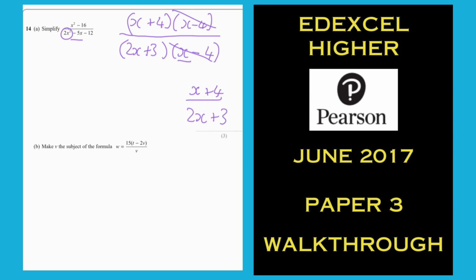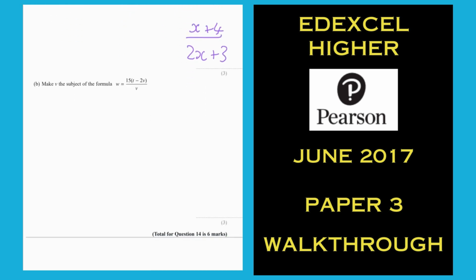There we go. Part B, make V the subject. Well, as you can see, there are 2 bits with V in it, so you're going to need to factorise. So I'm going to multiply both sides by V while expanding the brackets. I will isolate the V's by adding 30V to both sides. And I'll do what I've just said. Take a V out.